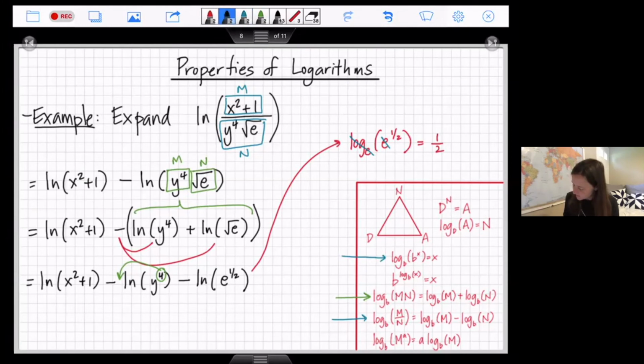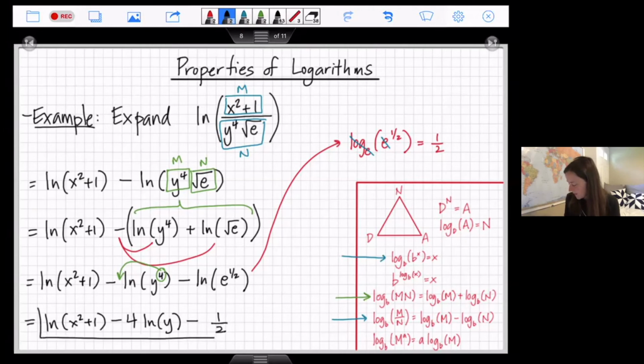All right, so what do we have left down here? Natural log of x squared plus 1. The 4 comes down as a coefficient. And this one, we said we were going to simplify the whole thing to be equal to 1/2. And that's all we can do with that one.